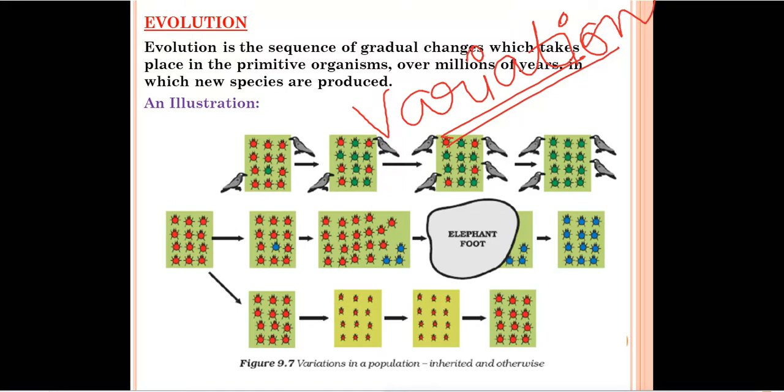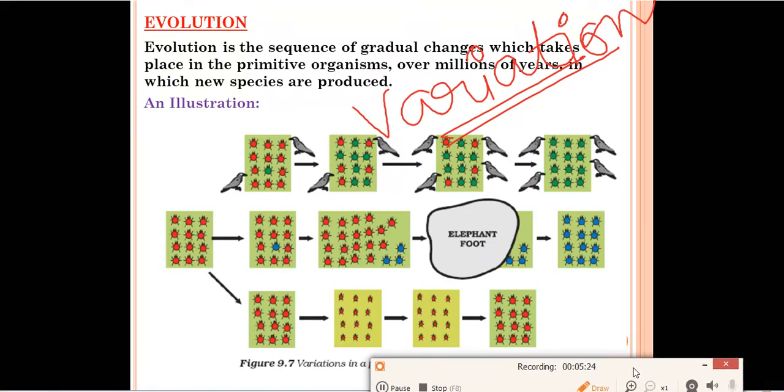So overall variation is good for the environment and it gives the survival advantage. More the variation, more the chances of survival will be there. So one line you have to remember in this one, that if the variation is more, the chances of survival is also more. Now we'll continue with our chapter.